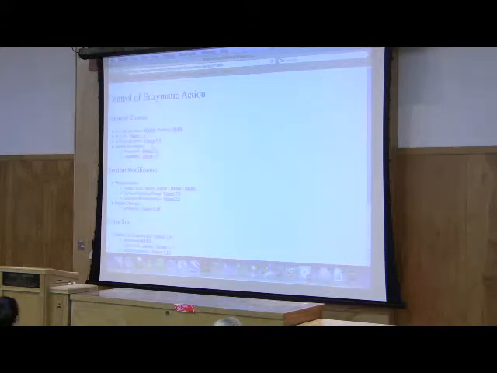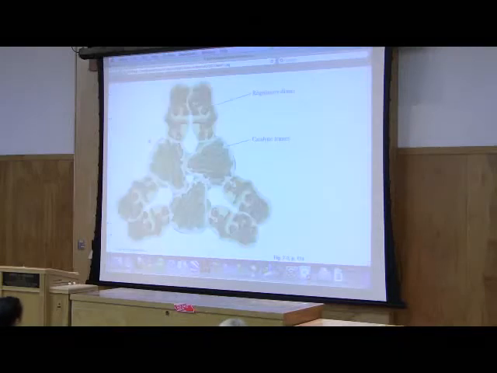Let's see. ATCase turns out to be a very interesting enzyme. And maybe you should have to draw that on an exam. What do you think? Extra credit for artistic effort, right? So you draw really good when you get extra credit.